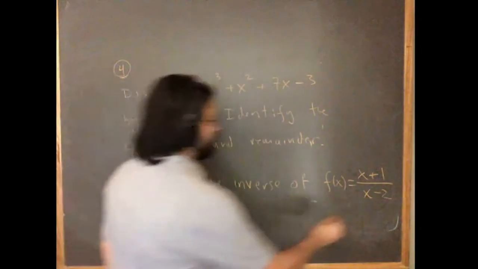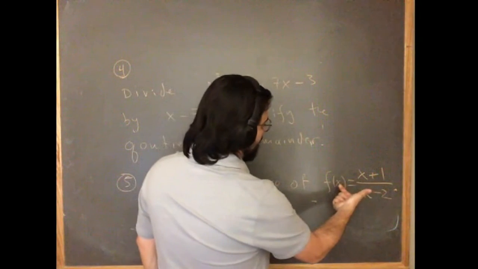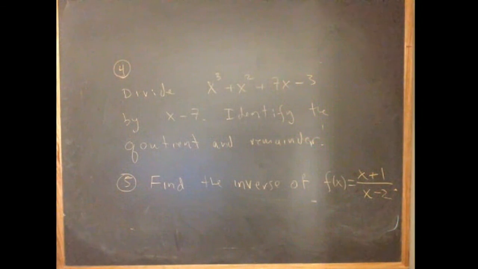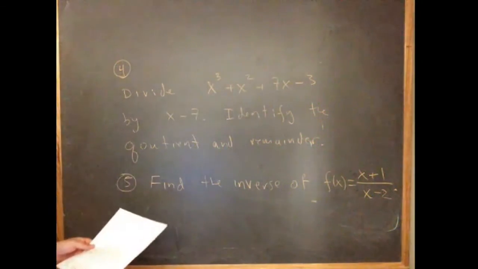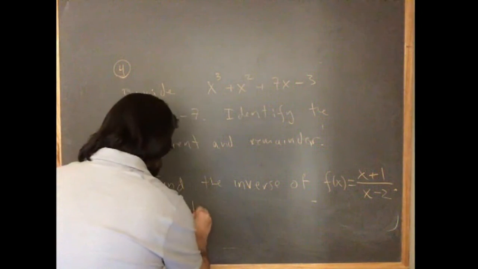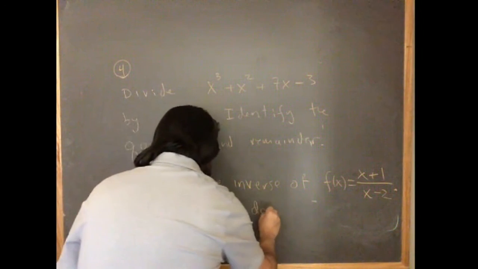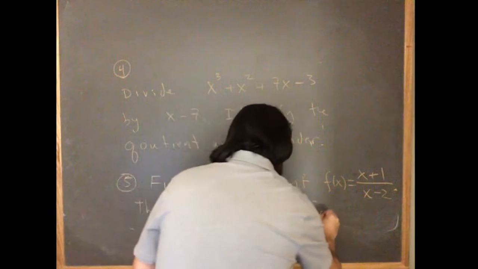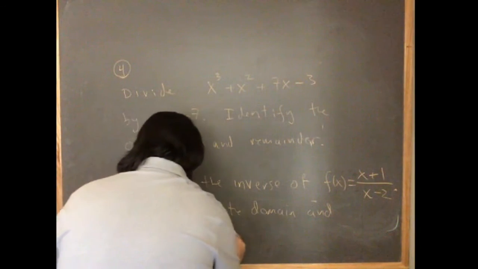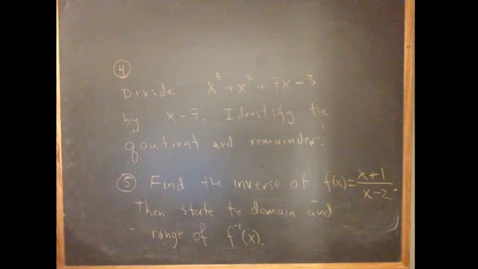Okay, so as a reminder here, how do we find the inverse? Well, we replace f of x with y, we swap the x's and the y's, and then we solve for y. And the hard part about this question is really the solving for y. We'll need to use the distributive law at some point. And then after you do that, you should state the domain and the range of the inverse. Okay, so not the function f of x, but its inverse.